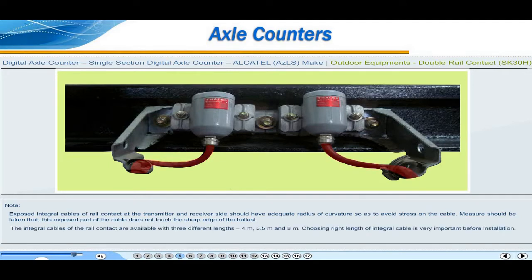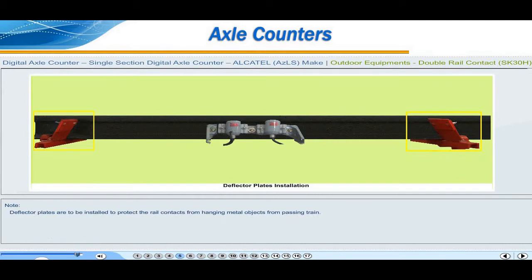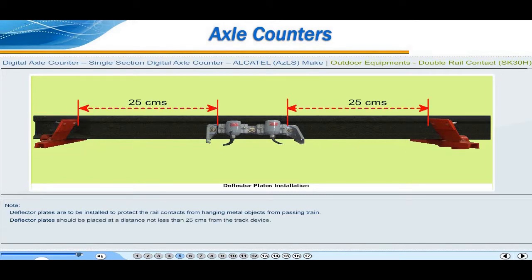The integral cables of the rail contact are available with 3 different lengths: 4 meters, 5.5 meters and 8 meters. Choosing the right length of integral cable is very important before installation. The cable should not be shortened. Deflector plates are to be installed to protect the rail contacts from hanging metal objects from passing trains. Deflector plates should be placed at a distance not less than 25 centimeters from the track device.